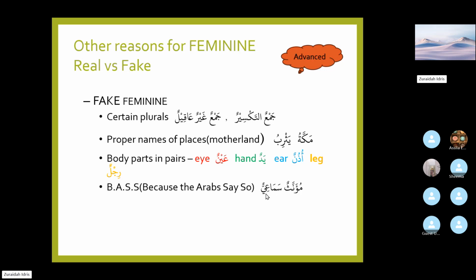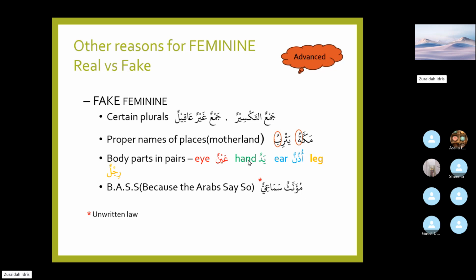Sama'iyun, which is actually for hearing. Mu'annasun sama'iyun. So this is something that was heard. You heard the Arabs say that it and treated it as a feminine word. Okay. So I'll give you some examples of this.